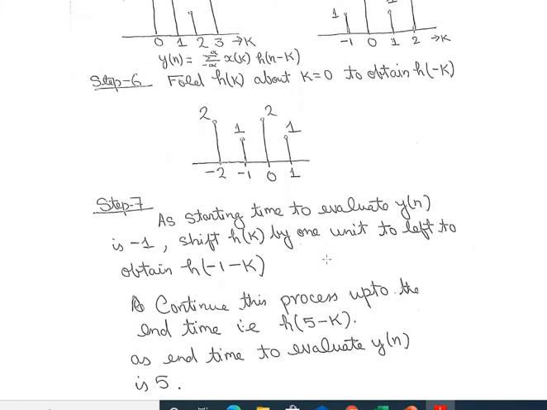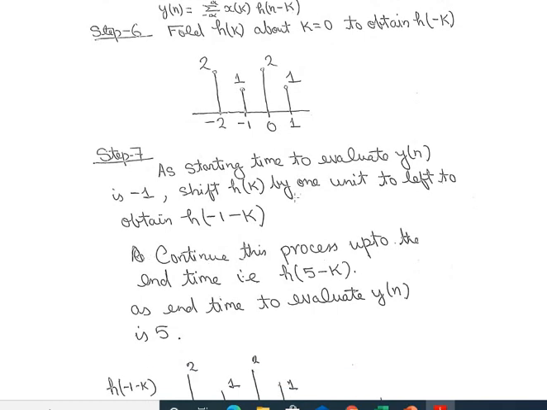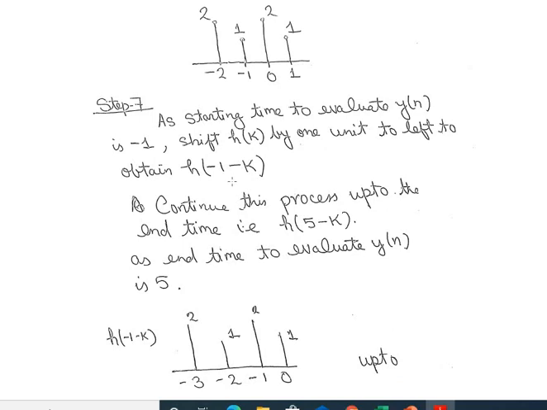Right now, after this, we have to do the graph of our output. So what will be our starting position? Our starting position will be minus 1, and we know that the end position will be 5. So we will do the shifting of that h of minus k. The shifting will start from minus 1, and after that we do an increment of 1. So after minus 1 there will be 0, then 1, 2, 3, and that process will go up to h of 5 minus k. So let's look at how the graph of h of minus 1 minus k will look.